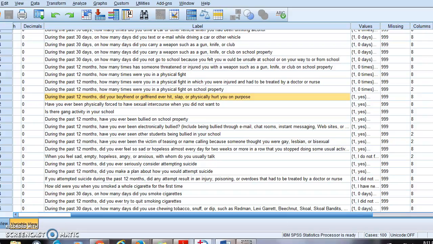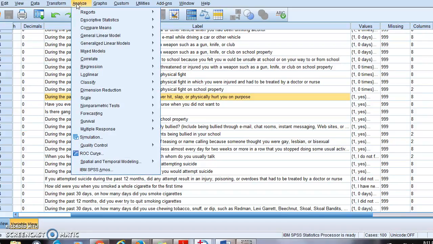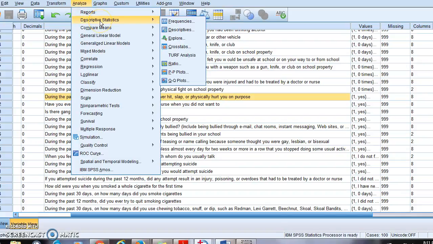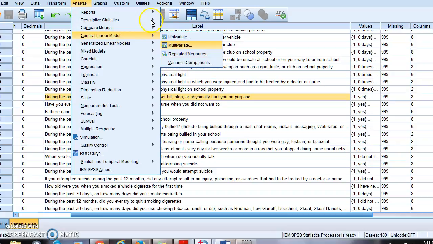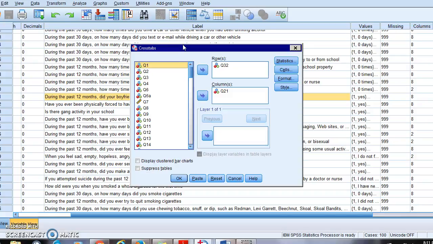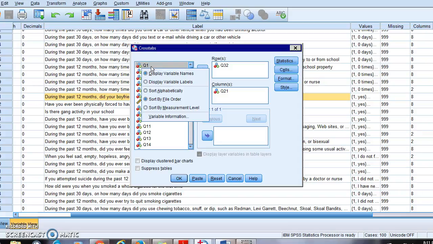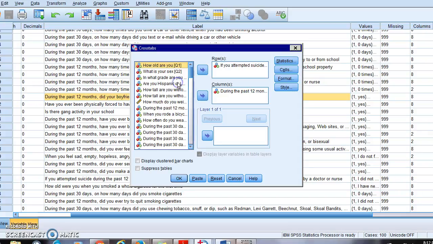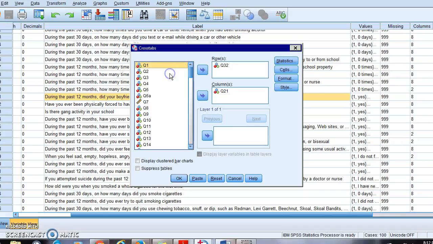So in order to do a chi-square, we first need to go to Analyze. Then you go to Descriptive Statistics, and then to Crosstabs. Click on it. And here you have the option to put questions in the rows or the columns. And you can also change your view from the names to the labels. And if you already know your question numbers, it may be easier if you change it to the variable names.